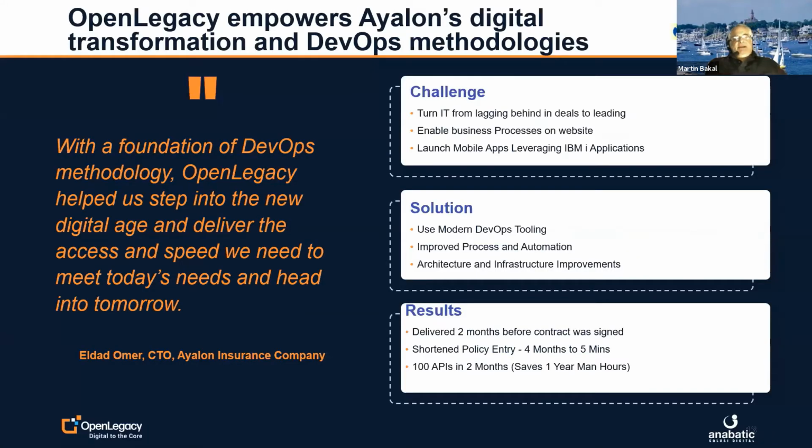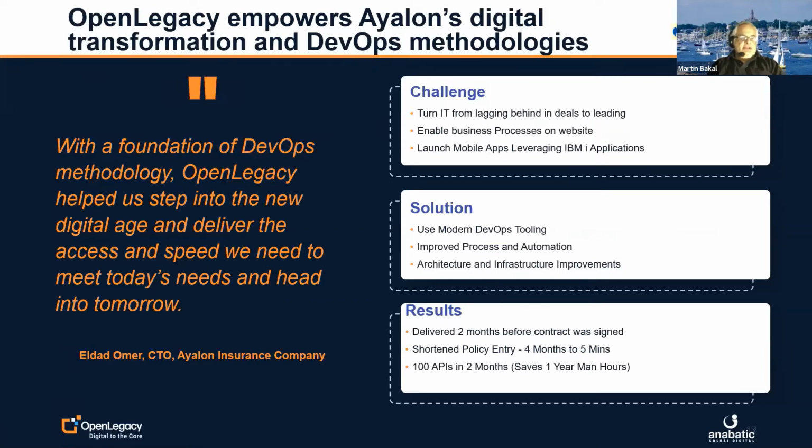So we mentioned we'd be talking about some customers. One is iAlone Insurance, and iAlone had some issues at the time. They always felt like their IT was lagging behind in deals, and they wanted to bring that instead to leading. They wanted to be able to close the deal and already have IT caught up, because that was a problem for them. They really wanted to enable business processes on the website and launch mobile apps leveraging these applications, and they're using IBM i applications.